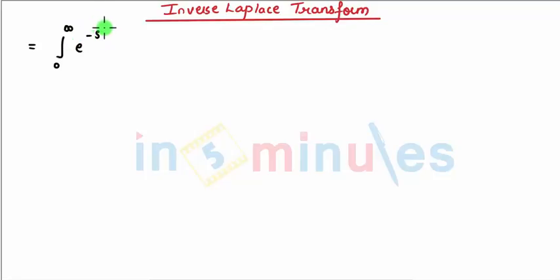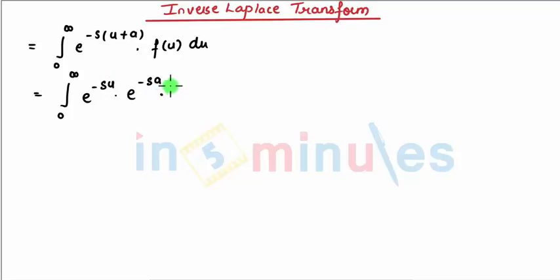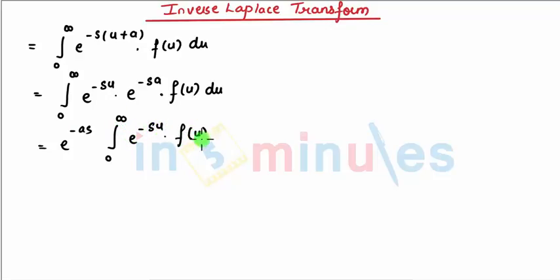In the place of t, I will be writing u plus a into f of t minus a becomes f of u and du. I can write this as 0 to infinity e raised to minus su e raised to minus sa into f of u du. So that comes constant as e raised to minus sa, also write as, 0 to infinity e raised to minus su f of u du.